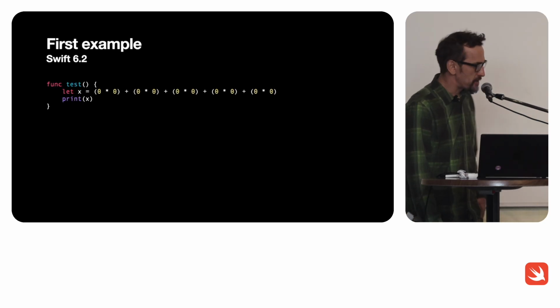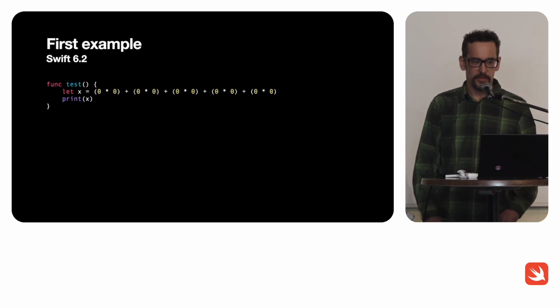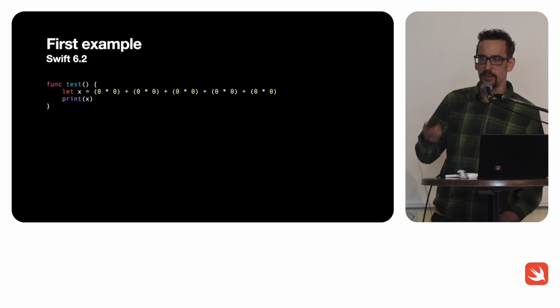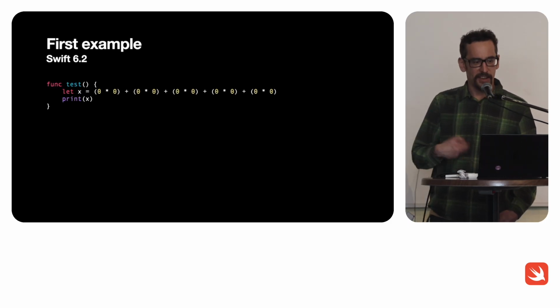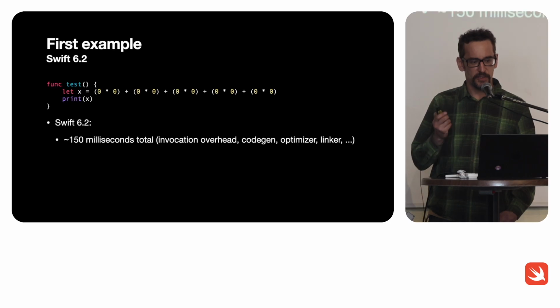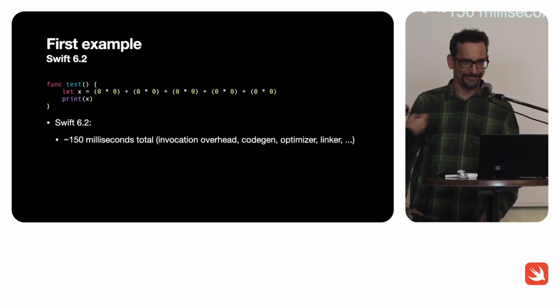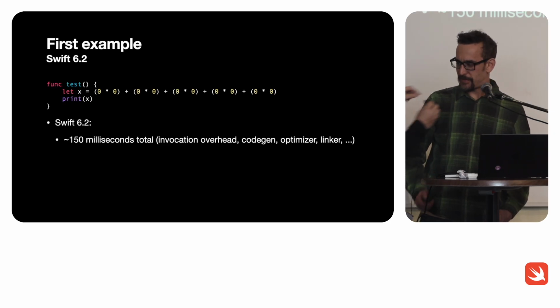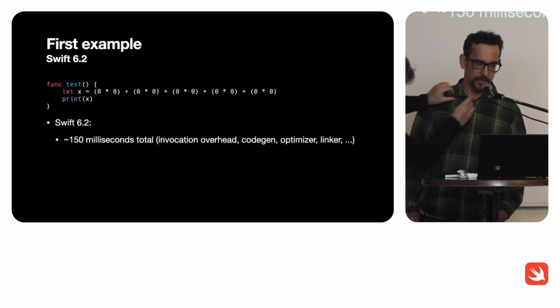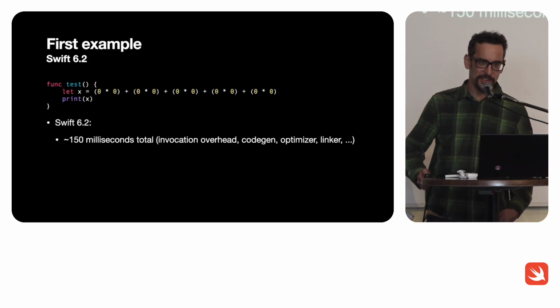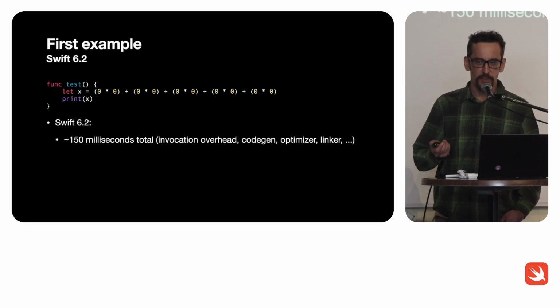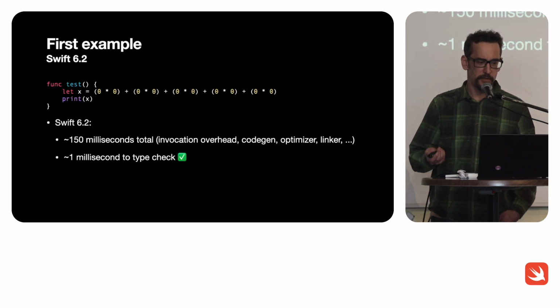So here we have this complicated expression, and I'm going to start with Swift 6.2, which for us compiler developers is ancient history at this point, but of course it's the latest public release. And when I compile this program in Swift 6.2, the total time to run swiftc on the command line and do everything, linking, optimization, it's around 150 milliseconds. Of that, about a millisecond is type check time, so it's not bad.